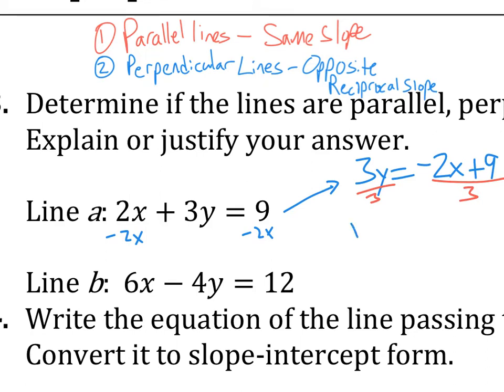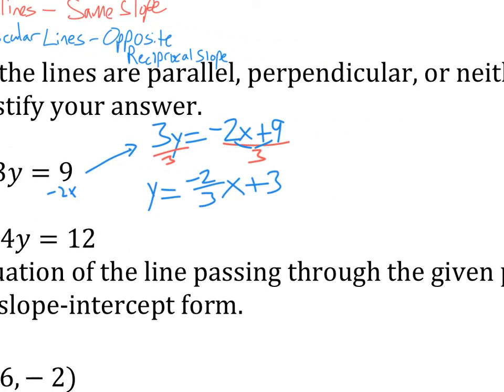Slope-intercept form means we have y equals mx plus b. Remember, we have to divide both of these by 3. Don't just divide one of them. Divide the 2x by 3 and divide the 9 by 3. 9 divided by 3 is 3. So there we have that equation. So our slope is negative 2/3. M equals negative 2/3.